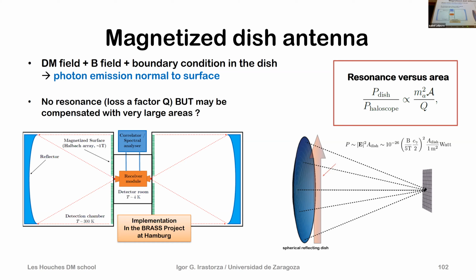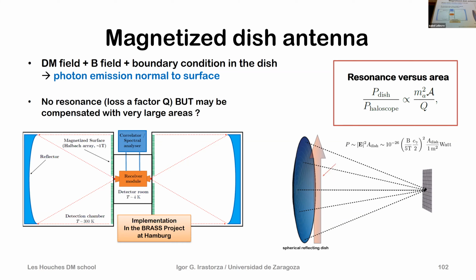This emission, of course, is extremely tiny, so how to detect it? The idea is to use a spherical dish so that all these emissions from the whole dish are concentrated in a single point, and you can increase a little bit the signal to noise ratio. Of course, you don't have any resonance, so the emission that you expect from this process doesn't have this Q factor that we have in haloscopes.